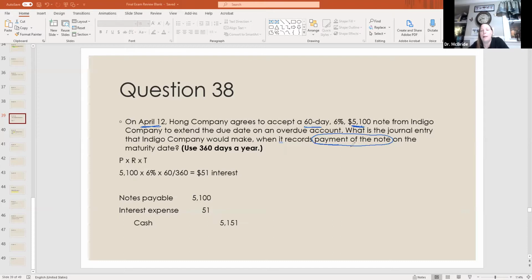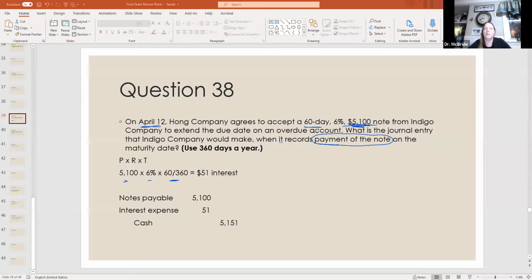Really important. Like, what am I doing? I'm going to record when the note is paid at its maturity date. So at its maturity date, they're going to pay us the interest plus the principal. So remember, the note payable is always the actual amount of the note. And then the cash, you're going to add the interest. So 5,100 times 6%, 60 over 360. So the total interest is $51.